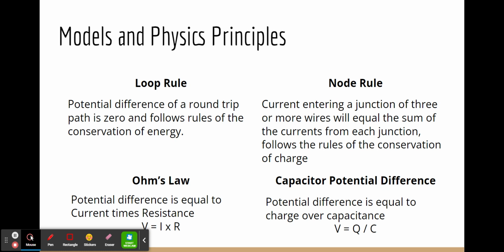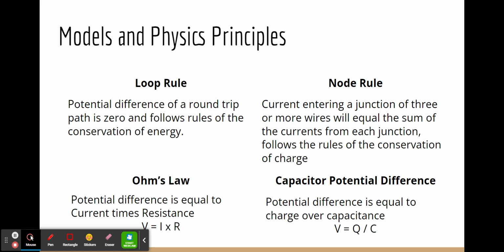For the principles and models used in this lab, the loop rule was used, which says the potential difference of a round trip path is equal to zero, and follows the rules of the conservation of energy. And the node rule: the current entering a junction of three or more wires, where it splits into two or more, will equal the sum of the currents leaving the junction, and follows the rules of the conservation of charge.